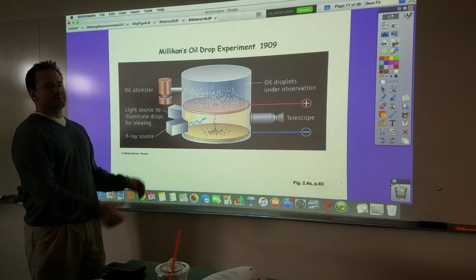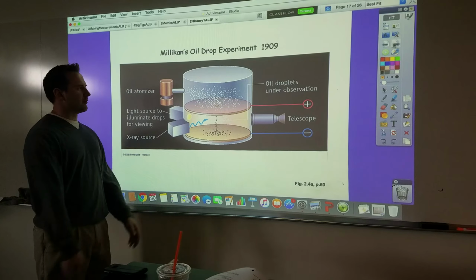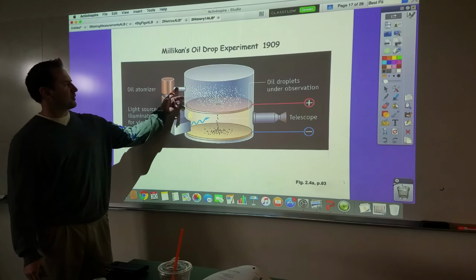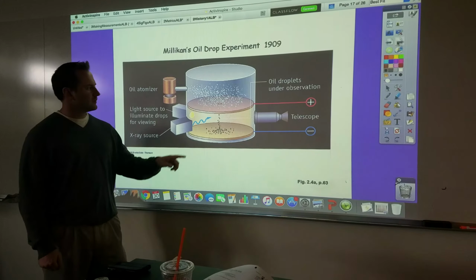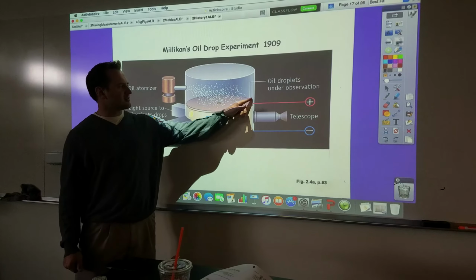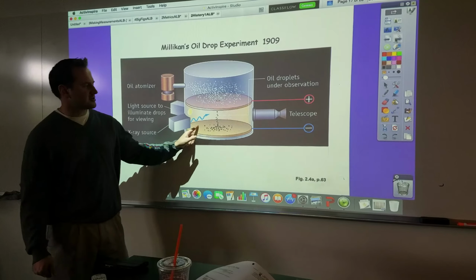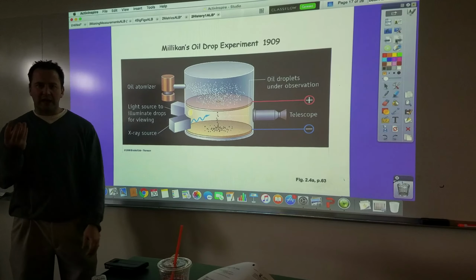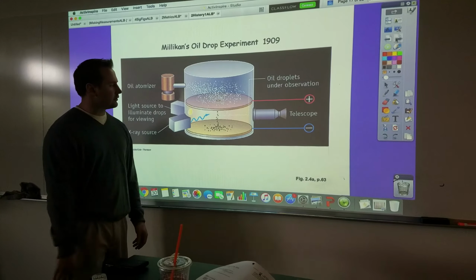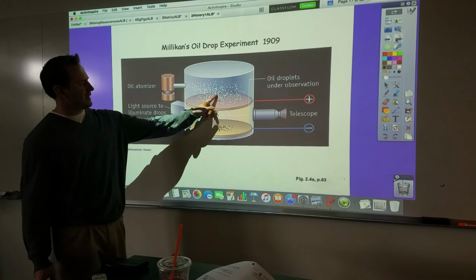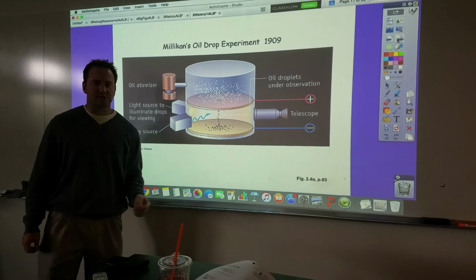He had a can, a crazy apparatus, and he basically sprayed in a fine mist of oil. Inside the can, he had a positively charged electric plate with a small hole in it and a negatively charged electric plate. And what would happen is, obviously, gravity is going to pull the oil droplets down, and as the ones pass through the hole, they would blast them with a source of X-rays.